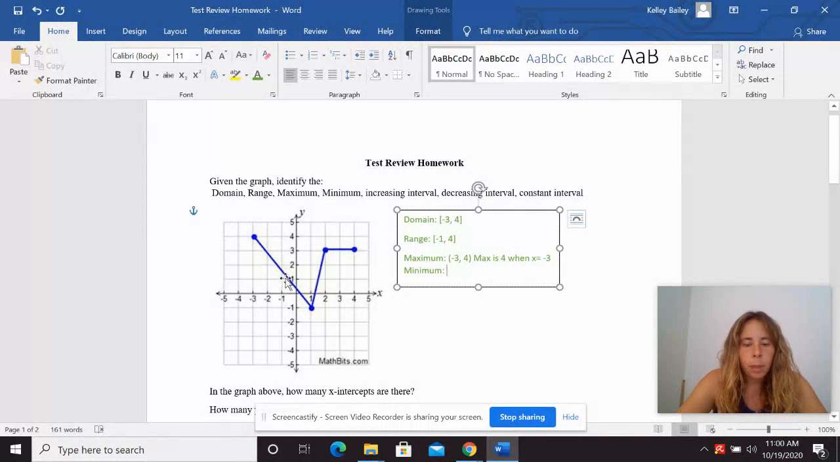Minimum, lowest point on your graph. I'm giving you a second to look and find it. Okay. It's right there. Lowest y value is -1, so you can write it as a point. My minimum point is x equals 1, y equals -1, or you can write min is -1 when x equals 1. Okay, max and minimum.